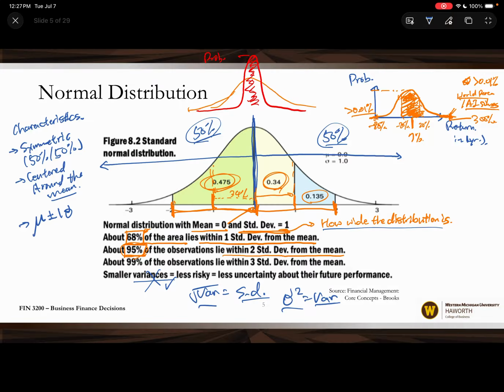Okay, so mu plus 1 standard deviation and mu minus 1 standard deviation. Within that area, you have 68% of the observations. And within 2 standard deviations from the mean, you expect to find 95%. And you don't have to know the third standard deviation. Okay? So understand the characteristics of a normal distribution.